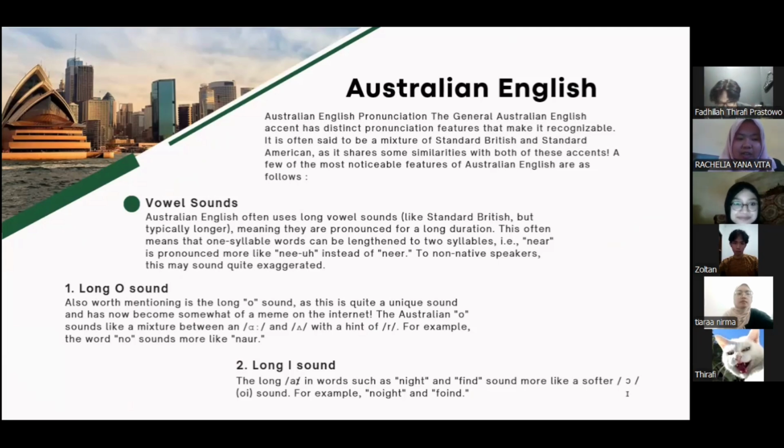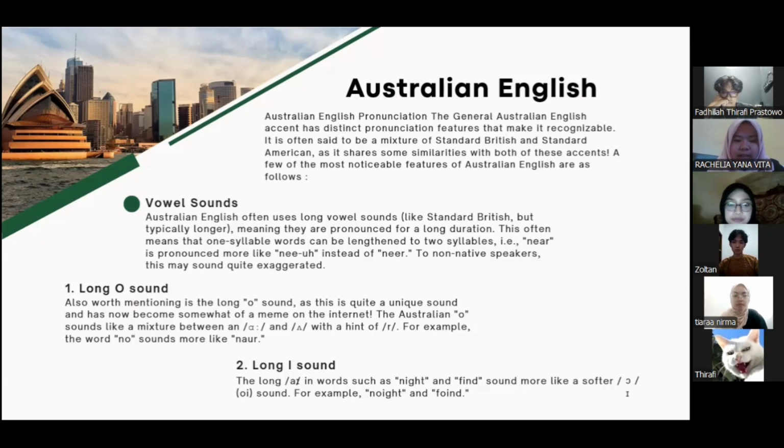Australian English pronunciation. The general Australian English accent has distinct pronunciation features that make it recognizable. It is often said to be a mixture of Standard British and Standard American, as it shares some similarities with both of these accents. A few of the most noticeable features of Australian English are as follows.